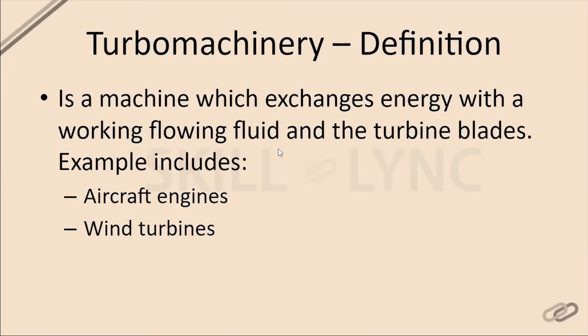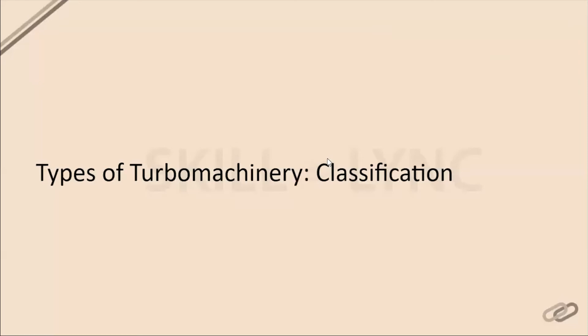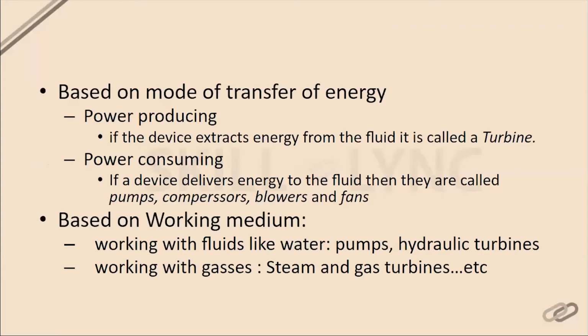So turbomachinery is a simple machine which gives energy to or takes energy from a working fluid through moving blades attached to a rotor, and the rotor rotates, which is used for mechanical energy purposes. We'll see the types of classification, how many different ways we can classify turbomachinery machines or devices, based on the energy transfer or mode of energy transfer.